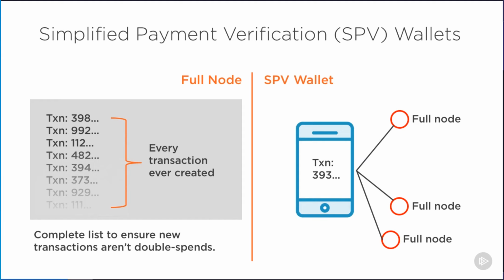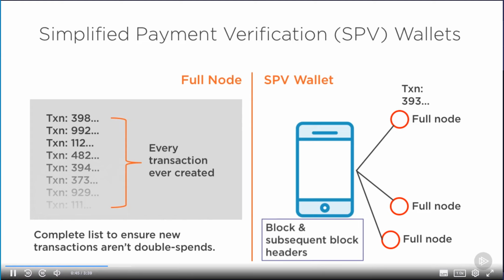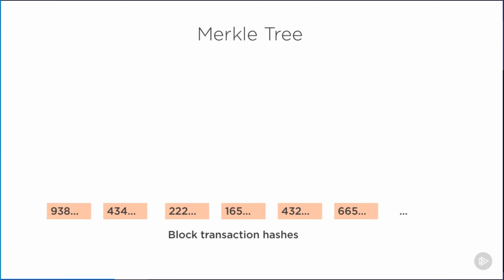To do this, SPV wallets send a transaction hash to a full node, and the full node returns the block the transaction is in, along with the block headers for every block after that one. In this way, the SPV wallet can verify how many confirmations a transaction has. To avoid sending every transaction in a block, nodes send a much smaller amount using a Merkle tree.